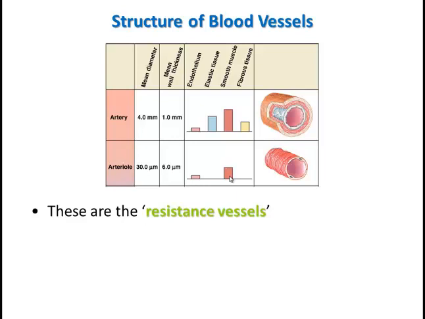And remember, small changes in radius will alter resistance in a big way. And so these are the vessels that are of primary importance in controlling resistance in the cardiovascular system. And controlling resistance in the cardiovascular system is one of the key mechanisms by which we control arterial blood pressure. We're going to talk a lot in lecture about how we manipulate the diameter of these vessels and the effect that has on blood flow distribution and on blood pressure.